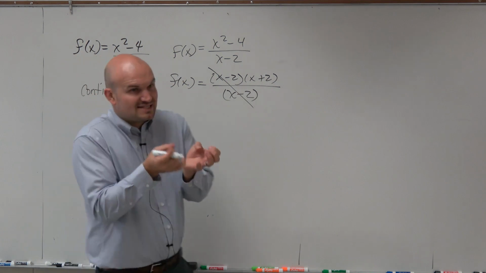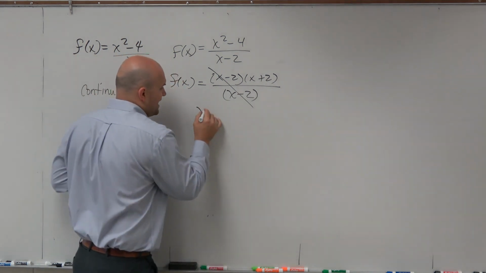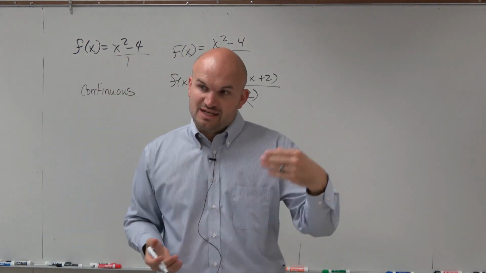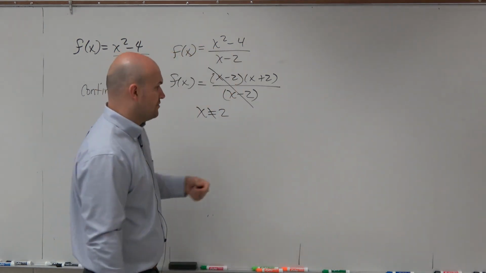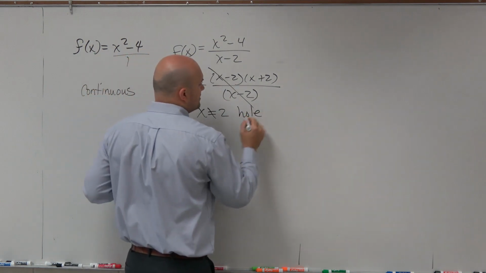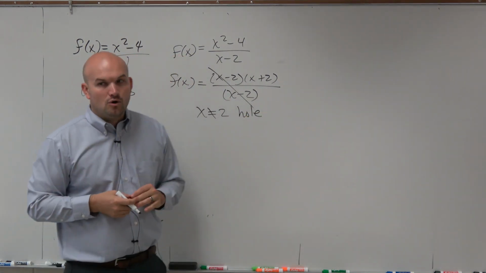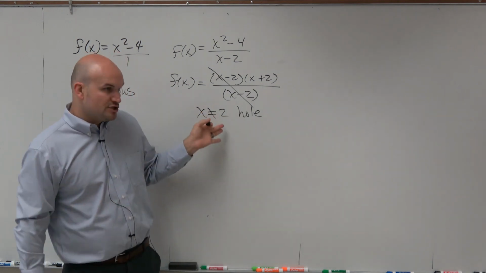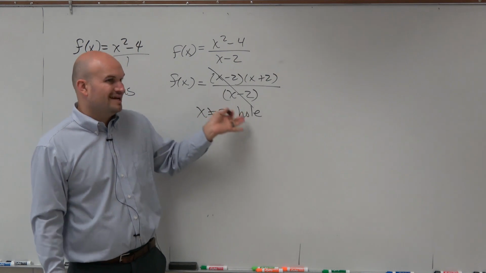Now, again, though, that discontinuity is still there. X still cannot equal 2, because when x equals 2, my function is 0 in the denominator, and that doesn't work. However, since it's being divided out, when that occurs, that is what we call a hole. Okay? So the hole occurs at 2. So basically, x cannot equal 2, and that is a hole.